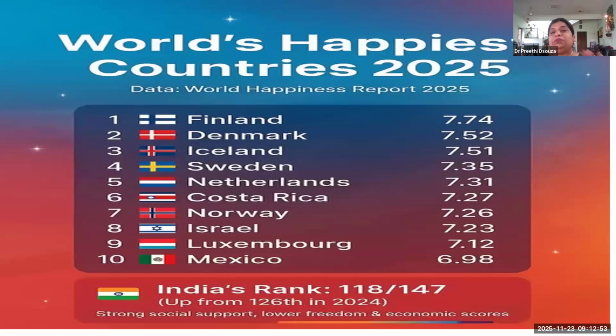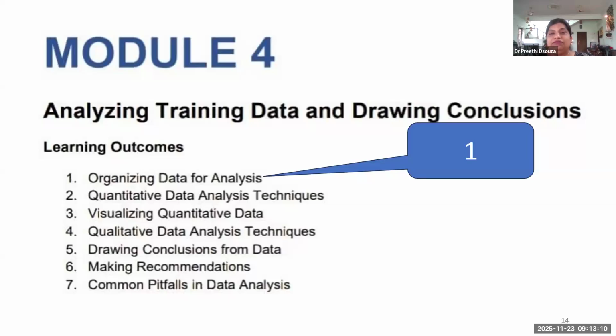This is what we meant by data and presentation of data. This is data collected from a sample, and from the sample the data is presented, and this is presentation of data. Do you understand now? We are moving on to chapter 4: collecting data, placing the data, drawing conclusions from the data. So first one, organizing data for analysis.